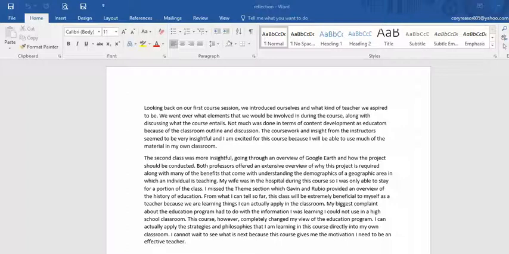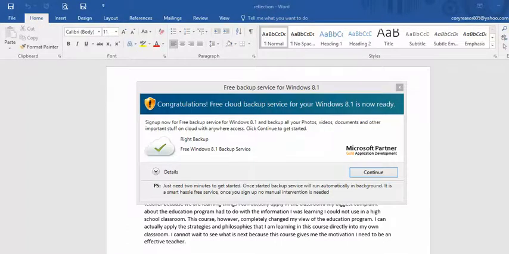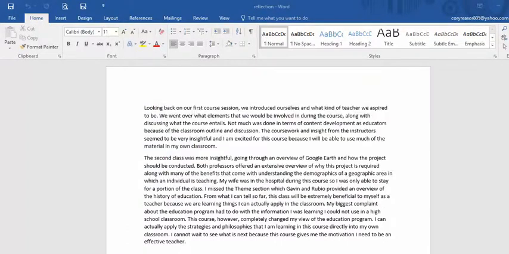The second class was more insightful, going through an overview of Google Earth and how the project should be conducted. Both professors offered an extensive overview of why this project is required, along with many of the benefits that come with understanding the demographics of a geographic area in which an individual is teaching.